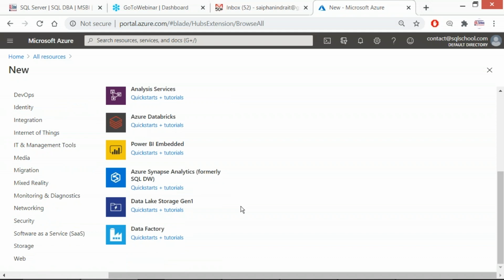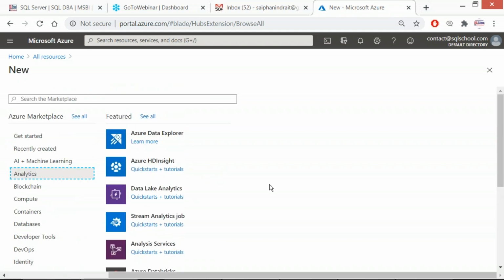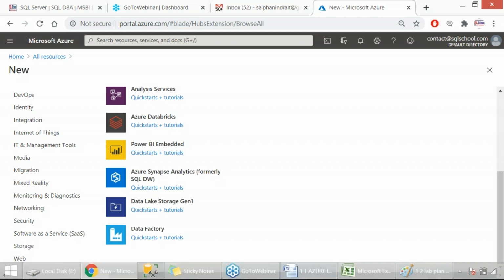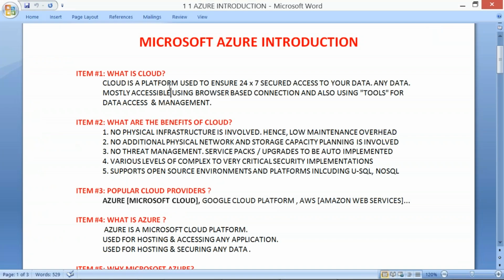which is contained in the analytics section contains the components pertaining to extraction of data, transformation of data, loading of data into different storage environments like analysis, data warehouse, data lake, etc. It's all about data. Any operations you perform on data can be implemented in Azure platform or any other cloud platform. So it's all about data operations.